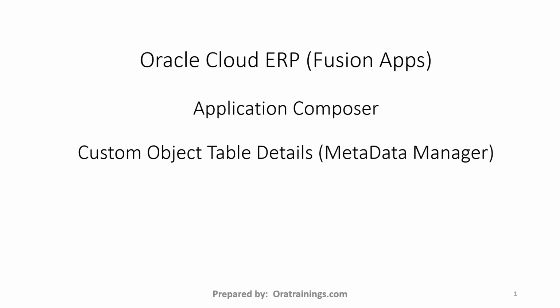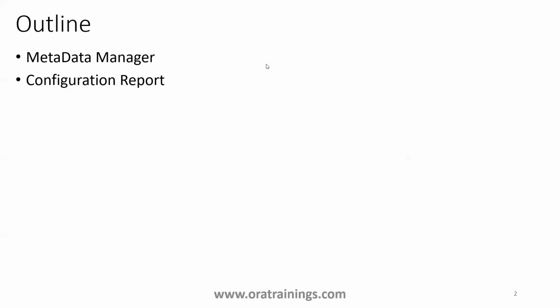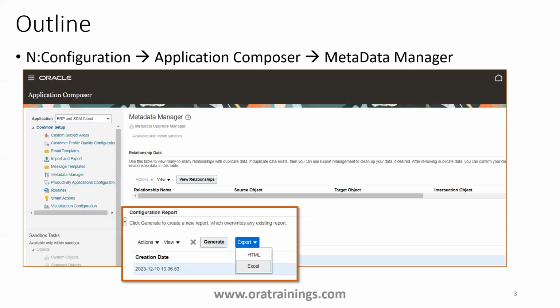In this session, we'll discuss how we know the custom table details of an Application Composer object, generally called the metadata manager. There are two things we'll try to understand: one is the metadata manager, and another one is the configuration report. So how do we get the metadata manager?